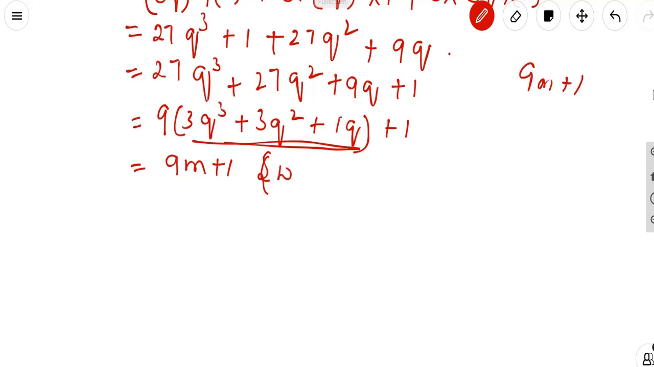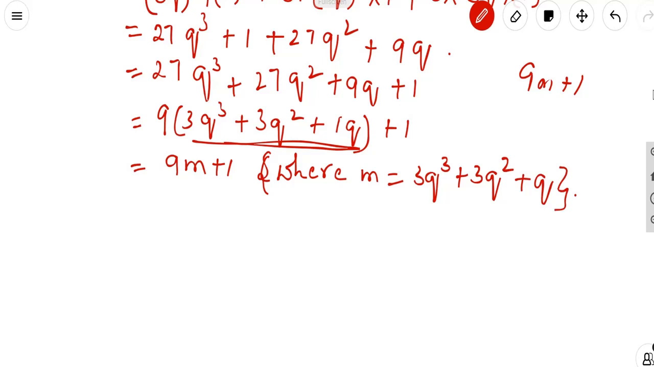So you have to write where, either you can write it in the flower bracket or you can write it in the ordinary bracket. So where m is equal to 3q cube plus 3q square plus q. Okay, all of you close the bracket here. So where m is some positive integer, that also you can write down here.